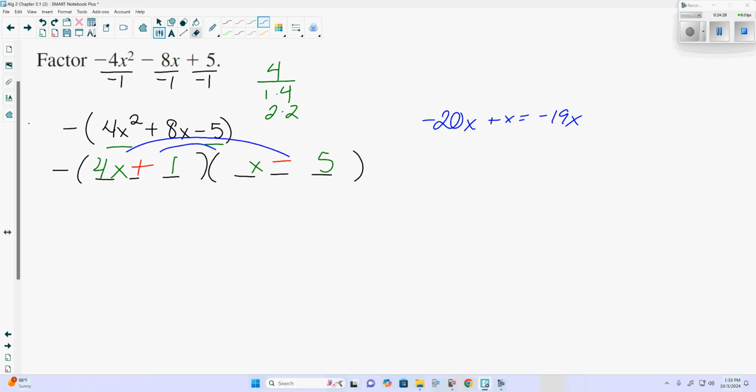So we can switch the 1 and 5. And we can check again. 4x times negative 1 is negative 4x. 5 times x is plus 5x. And negative 4x plus 5x is x. That's not what we wanted either. Are there any other factors for the third term? Well, no, it's just 1 and 5. So we need to switch the 1 and 4 to 2 and 2.